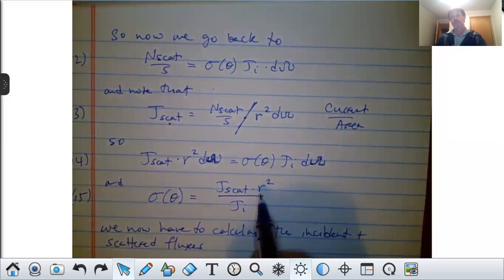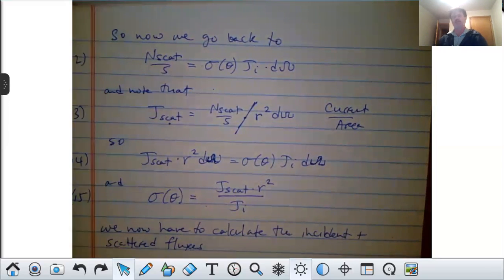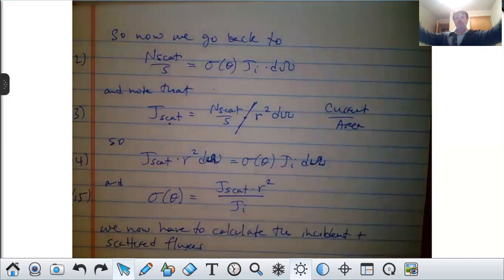It makes sense that the flux gets a little bit bigger as you get further away. It actually gets smaller because the scattered flux gets smaller. You have fewer particles in there. But you get this r squared because you're spreading out over a sphere.